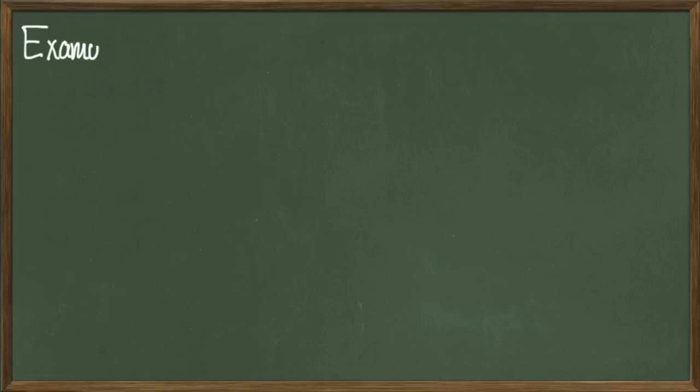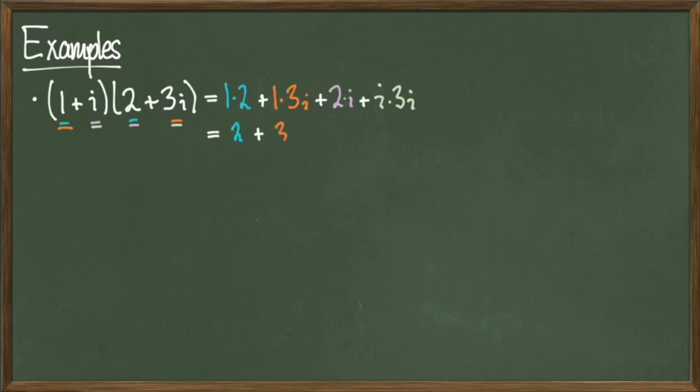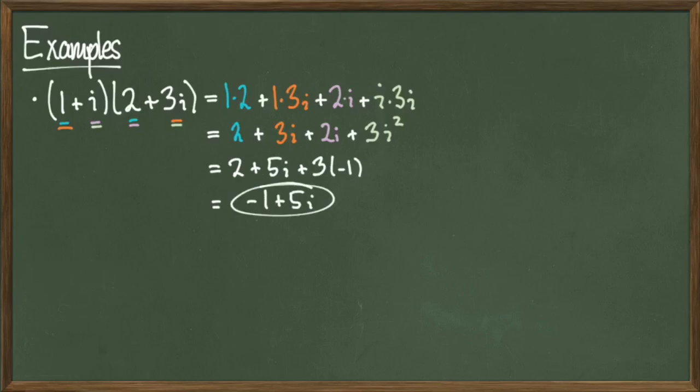Let's run through some examples. We're going to multiply the complex numbers 1 plus i with 2 plus 3i. As we FOIL this out, we get 1 times 2 plus 1 times 3i plus i times 2 plus i times 3i. One round of simplification gives us 2 plus 3i plus 2i plus 3i squared. After combining like terms and replacing i squared with negative 1, we get a final answer of negative 1 plus 5i.